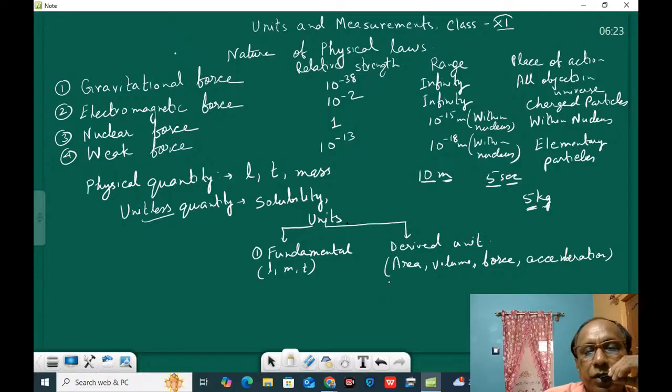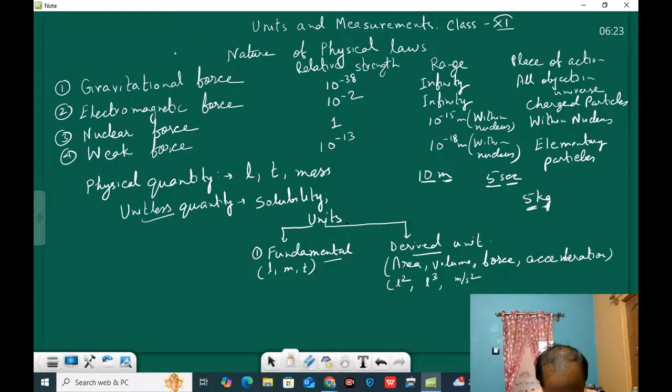Suppose the unit of area is length square, volume is L cube, acceleration is meter per second square, right? And see, meter and second are fundamental. These are derived units and these are fundamental units. Fundamental units are independent, but derived units are dependent on fundamental units. This is the main difference between fundamental units and derived units.